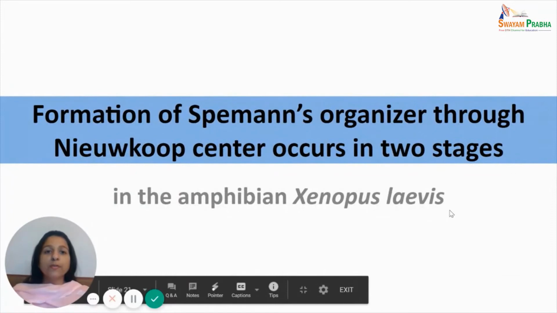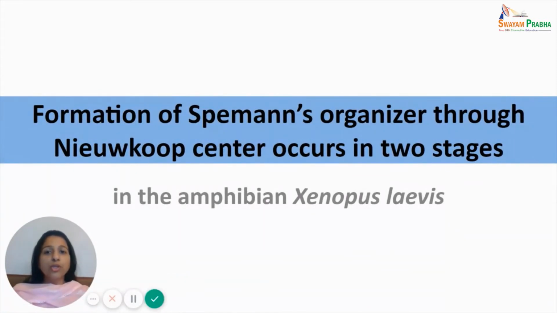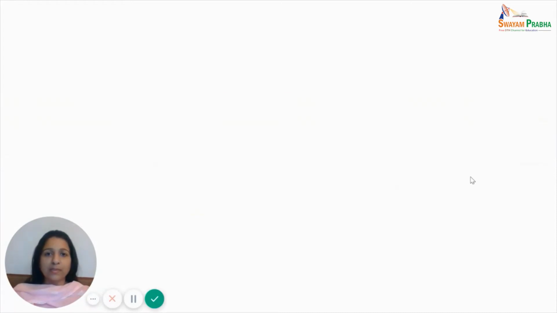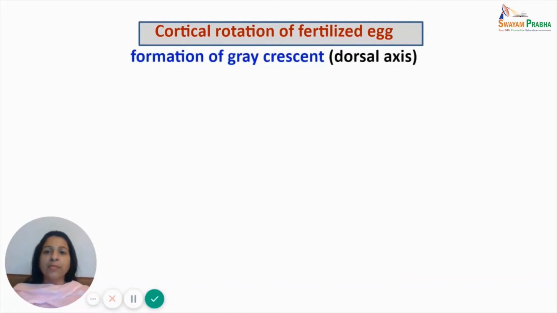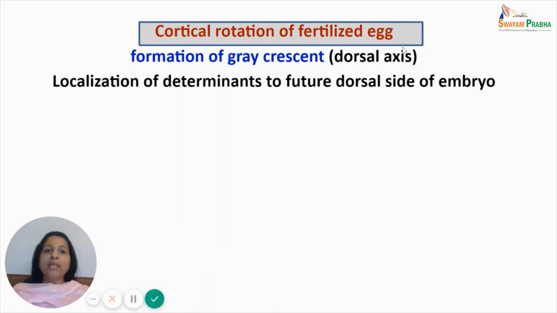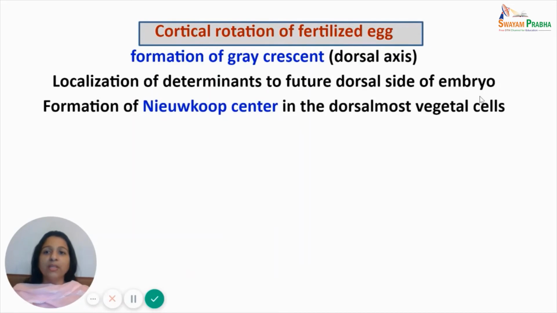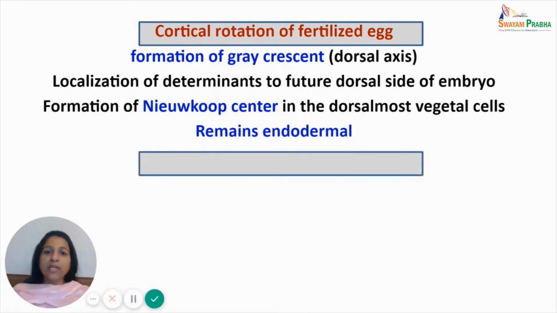So the formation of Spemann's organizer occurs through Nieuwkoop center, and this formation happens in two different stages as has been studied in the amphibian Xenopus laevis. The first stage is the cortical rotation of the fertilized egg. That is, during the formation of the grey crescent toward the dorsal side of the embryo that lays the foundation of the dorsoventral axis, there is localization of determinants to the future dorsal side of the embryo that leads to the formation of Nieuwkoop center in the dorsalmost vegetal cells. These Nieuwkoop center cells remain endodermal in nature.